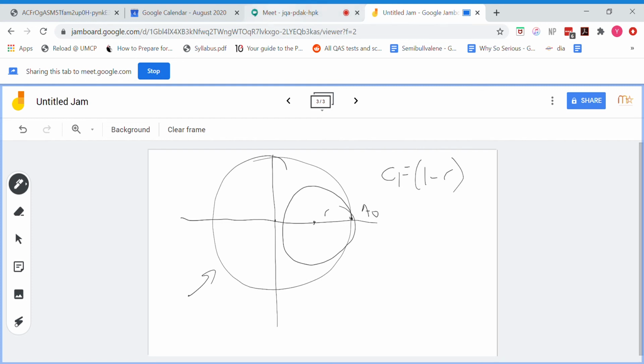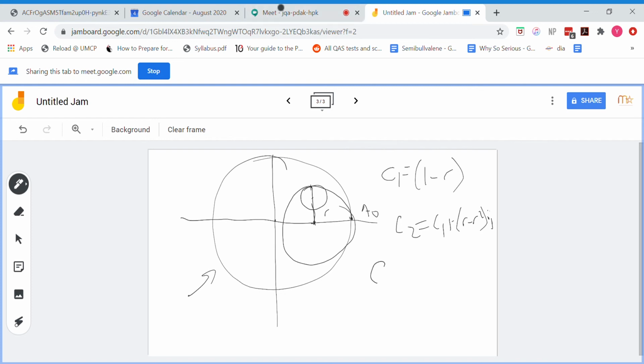Now, to get from C1 to C2, we're going up this time, right? So C2 is equal to C1 plus, now the length from C1 to C2 is R minus R squared, correct? And then we multiply by i, because we are moving upwards rather than to the right. We're moving directly vertically upwards, so we multiply by i.